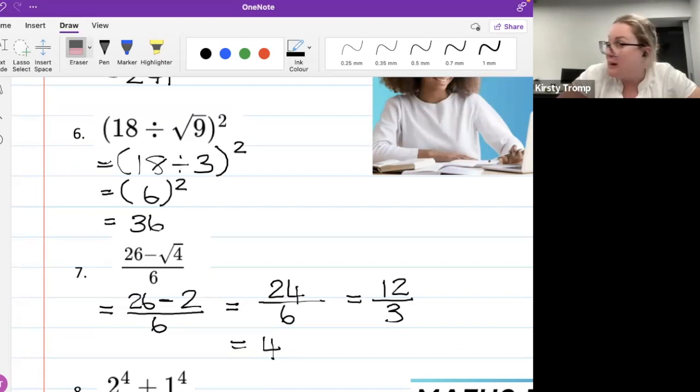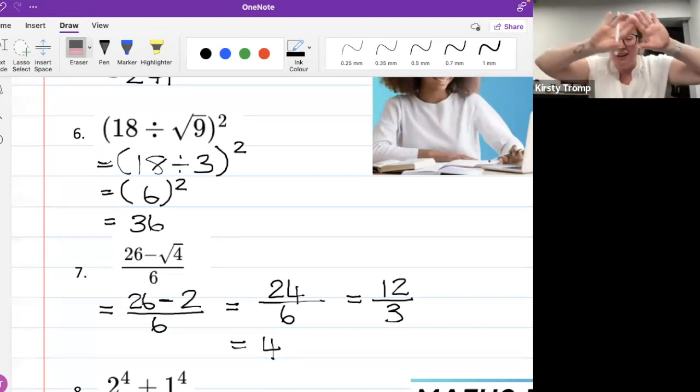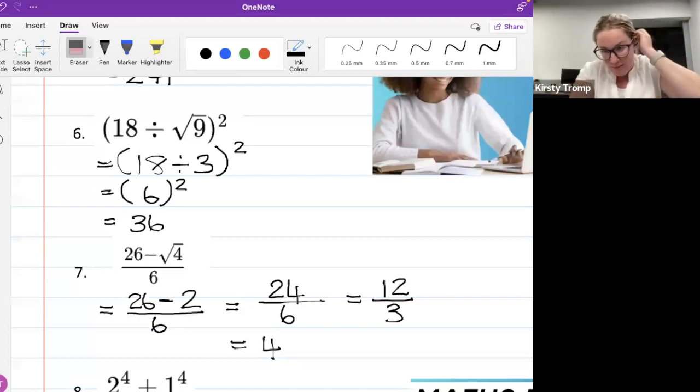18 divided by the square root of 9. Close brackets to the power of 2. So I'm going to leave the power of 2 right to the end. Why? Because that's happening on the outside of my bracket. So I'm leaving him there for now. Can I do anything to 18? Nope. So I leave him there, divided by.